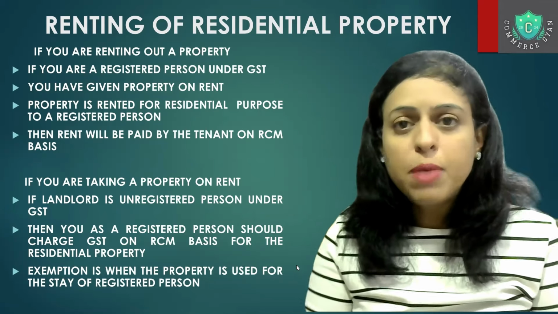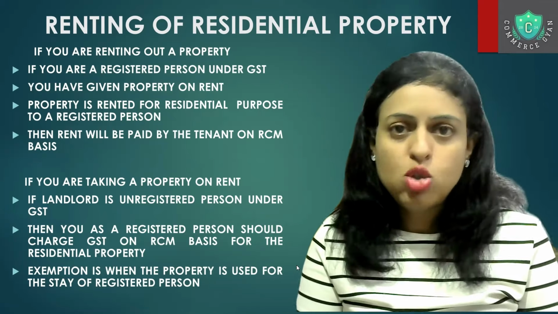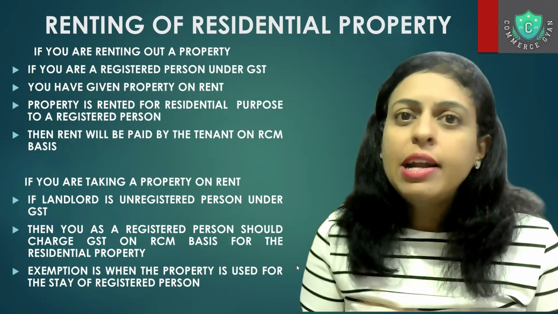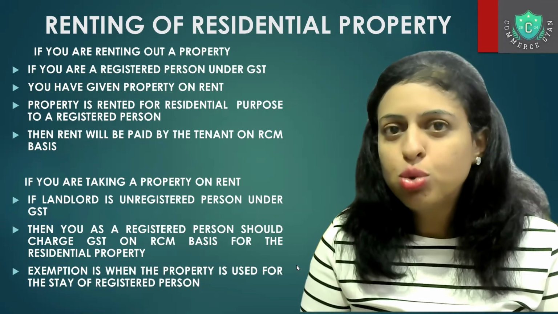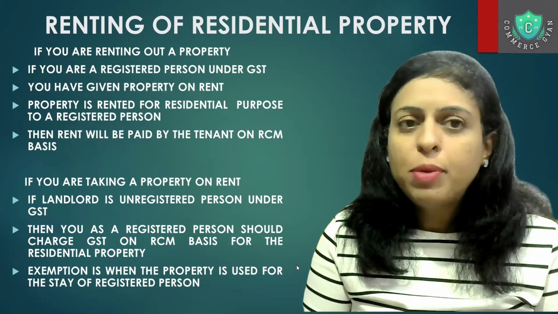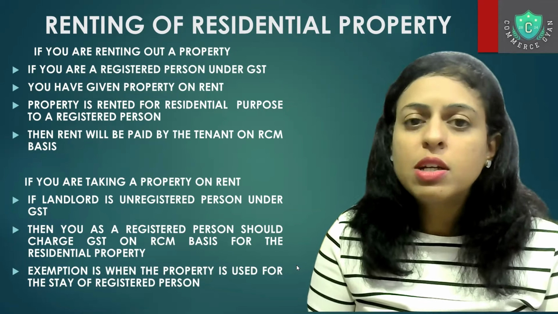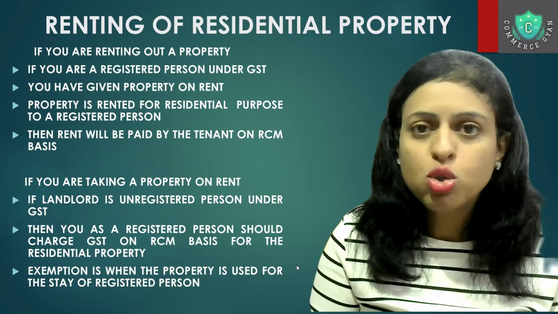Okay, this is the second part now. The second part is stating what if you are renting out a residential property. That means you own a property or are the owner of that property, and now you are going to rent out this particular property. So in that case, what should you do? When you're renting out the property to a person who is either a registered person or an unregistered person, then what should you do?